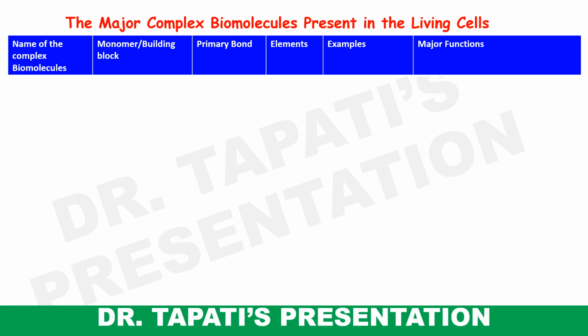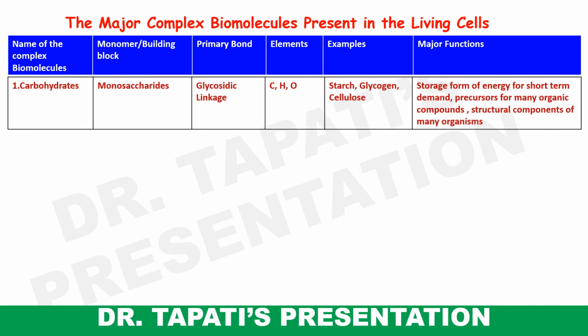Now I'm going to talk about the major complex biomolecules present in the living cells. First of all, carbohydrate or polysaccharides. Polysaccharides are composed of monosaccharides like glucose, ribose, fructose. These are monosaccharides. The primary bond present in between monosaccharides is known as the glycosidic linkage.